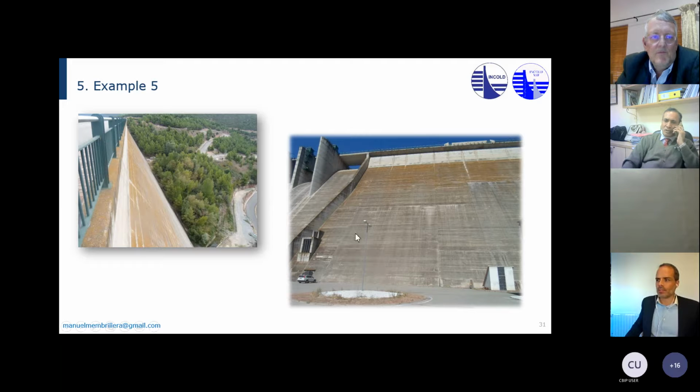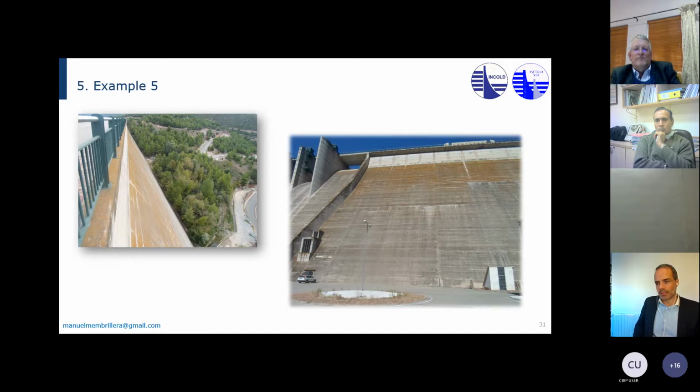It's pretty high. It's over 100 meters high, and you can see the spillway. This is the downstream face. You can see by the car, more or less the size of the dam. And this is an elevated platform of 20 meters. So the foundation is way below. This dam is founded on an alternation of sandstone and marl.